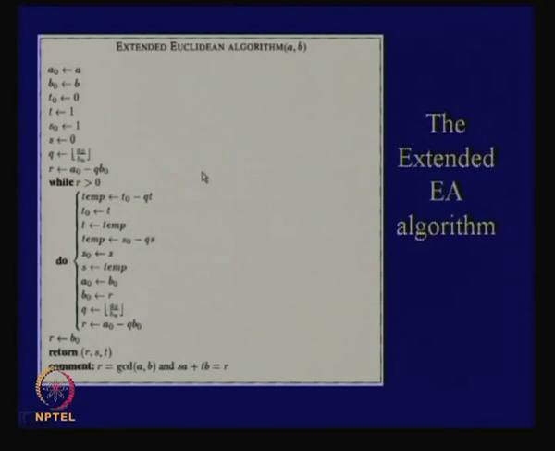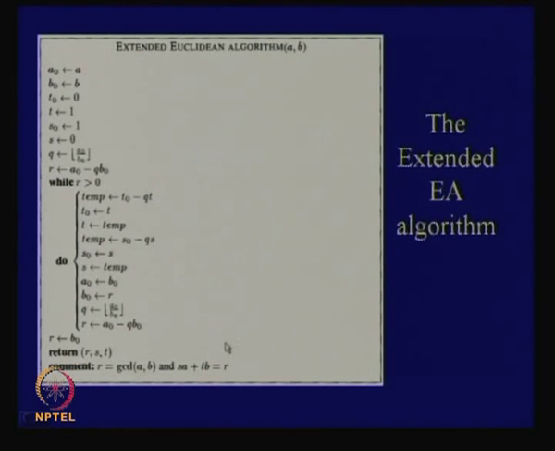So therefore, this is now the pseudo code of the algorithm. It is quite simple actually, if you just observe it minutely. There are just some temporary variables which have been used, just to save some variables, but it is the same thing. You see that t0 minus qt and s0 minus qs are the main things. So therefore, you are basically computing the t series and the s series, okay.